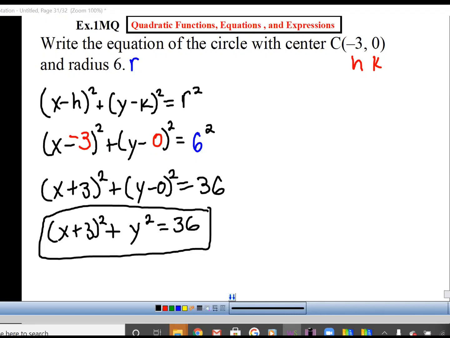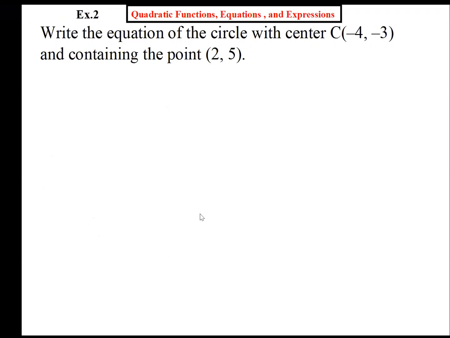Well, we'll copy this. Example 2. It says, write the equation of the circle with center -4, -3, and containing the point 2, 5. Copy that, please. Once again, it says, write the equation of the circle with center -4, -3, and containing the point 2, 5.